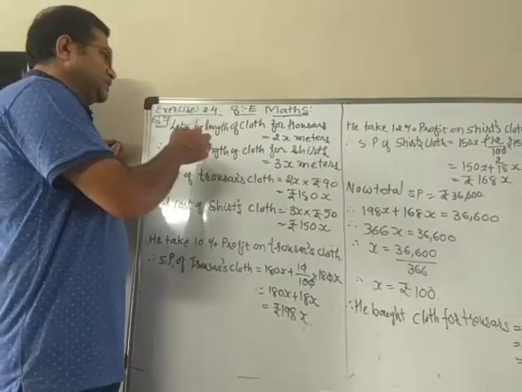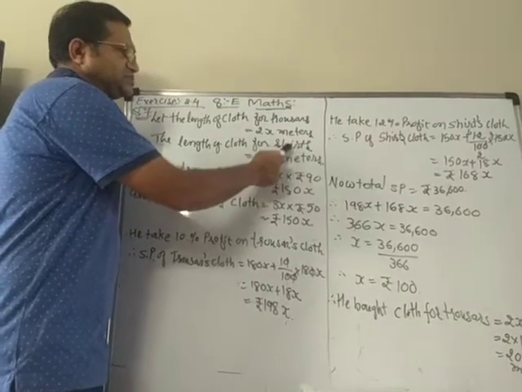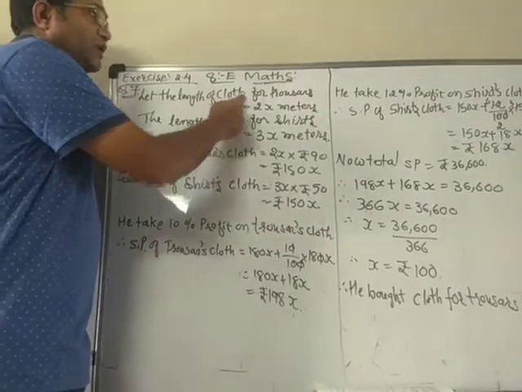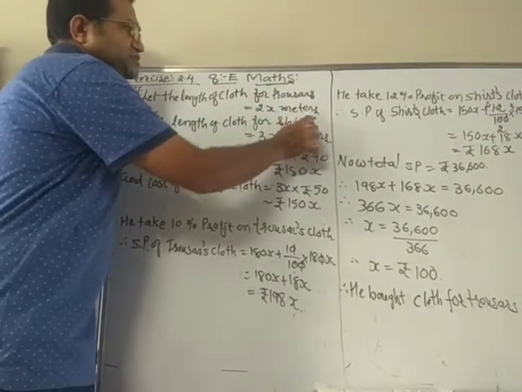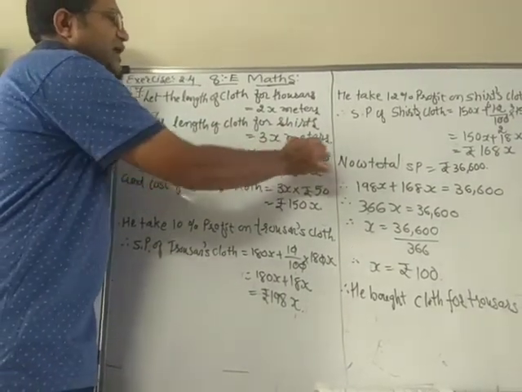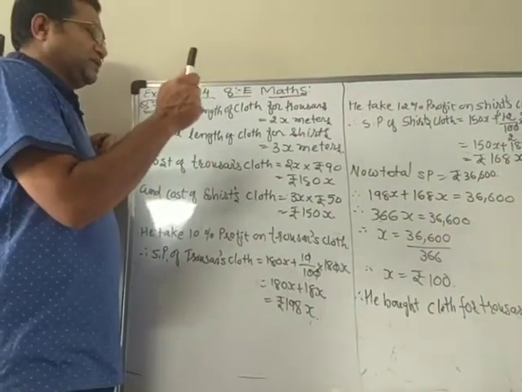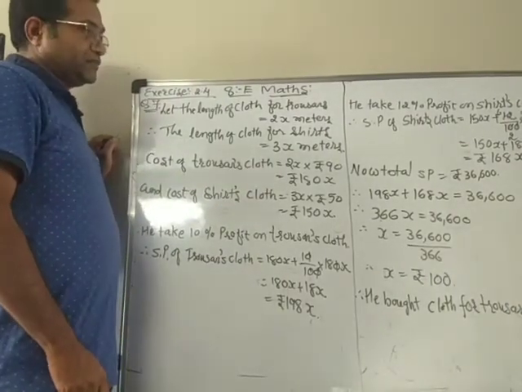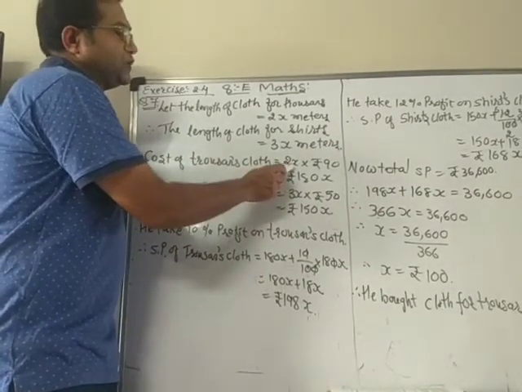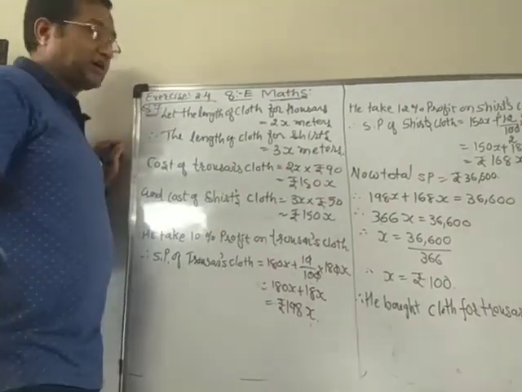Now we saw that he bought 2 meters of trouser material and 3 meters of shirt material. So let the length of the cloth for trousers be 2x meters, and the length of cloth for shirts be 3x meters. The cost of trouser material is rupees 90 per meter, and there are 2x meters. So the total cost of trousers cloth will be 2x multiplied by rupees 90, which is rupees 180x.